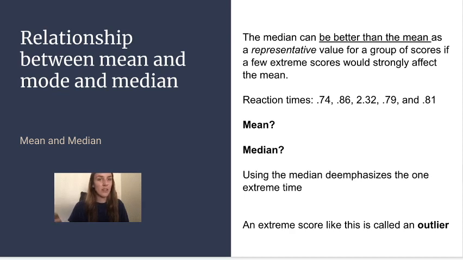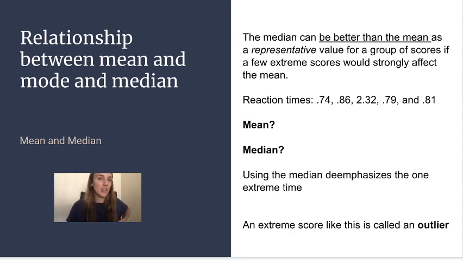So we're going to consider a couple scores here. We have some reaction times. So remember, shorter reaction times are better. Lower values for reaction times are better. It means you reacted more quickly to something. This is a very commonly used measure in cognitive psychology. How quickly can you detect a stimuli? How quickly can you answer a question?